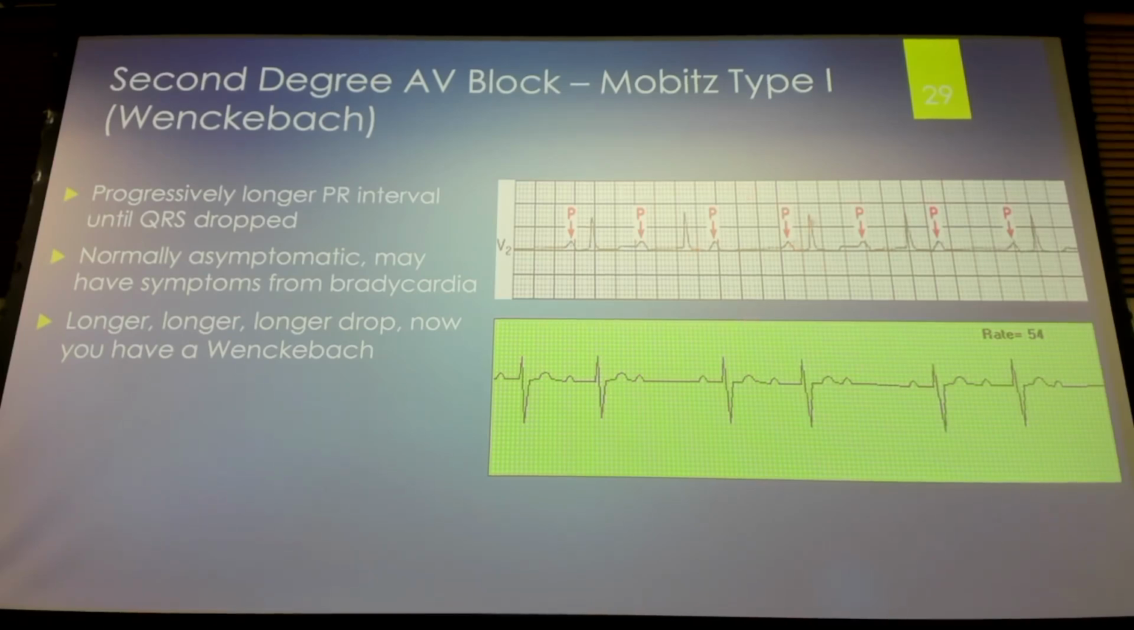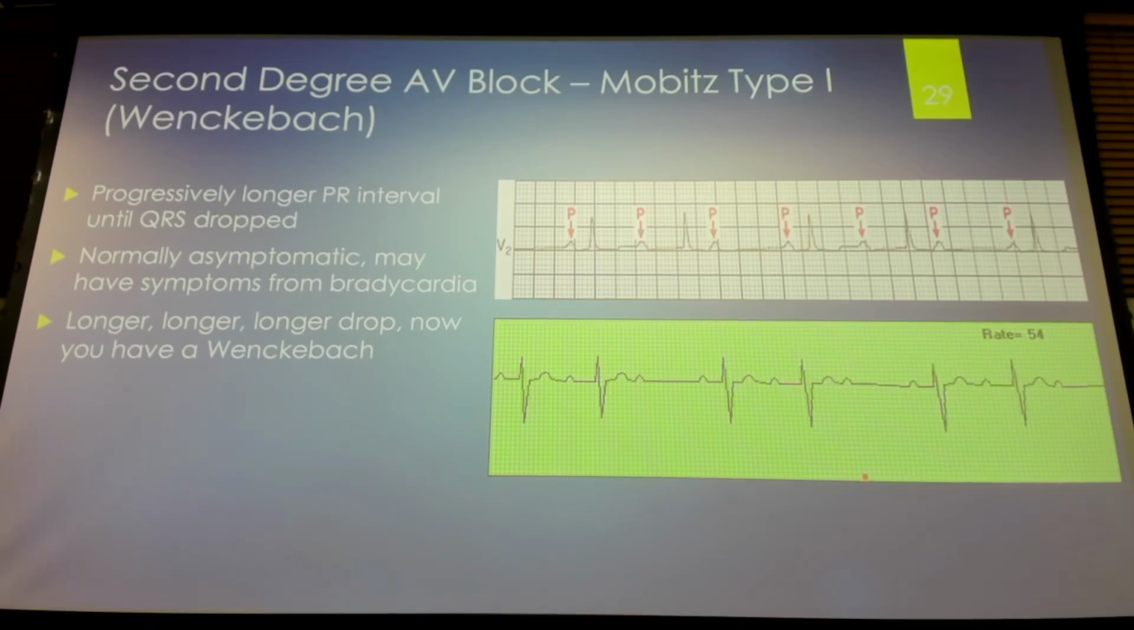Here we have P, QRS, then a P, and our QRS complex is here, then we have a P wave with no QRS complex after. Same thing down here. PR interval initially looks okay, but it gets a little bit longer, and then we have a dropped QRS complex. P, QRST, P, but it's a little bit longer PR interval, QRST, and then a P wave with a drop.